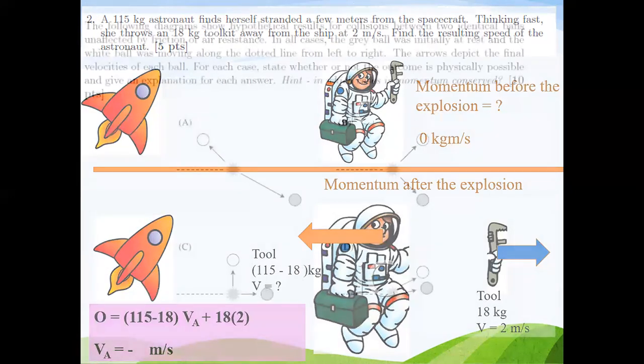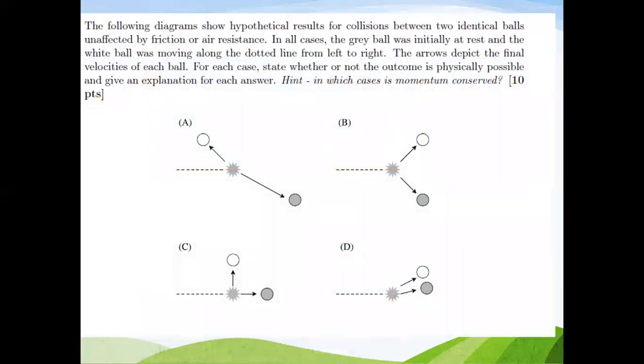All right. Then in the third question, you were given a bunch of pictures, and you need to find which one is conserving its momentum, right? So if you read the question, you see in all these cases, the gray ball was initially at rest and the white ball was moving along the dotted line from left to right. So here, these pictures are representing what happened to the balls after the collision. So initially, the white ball is traveling towards the stationary gray ball along this dotted line.